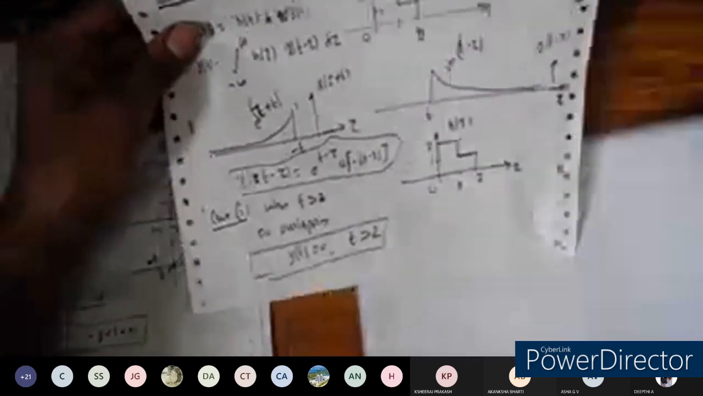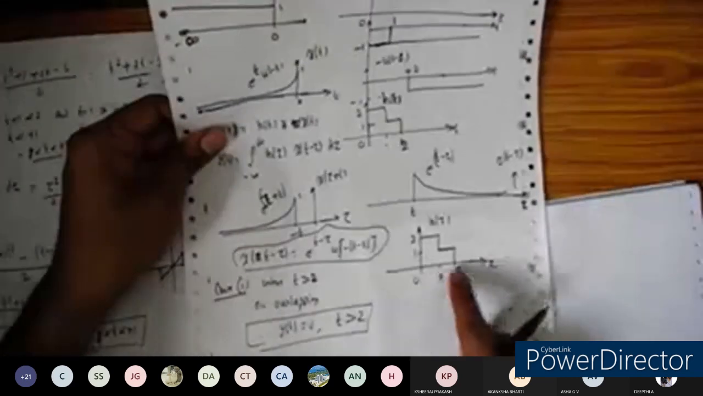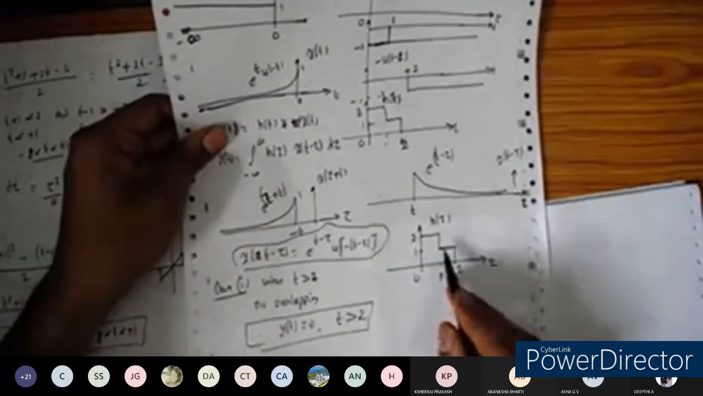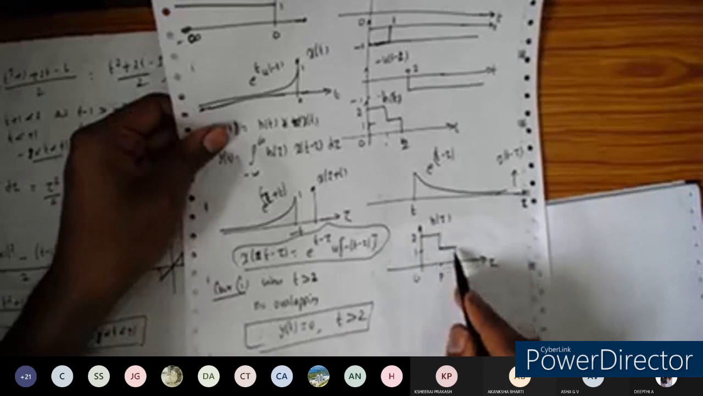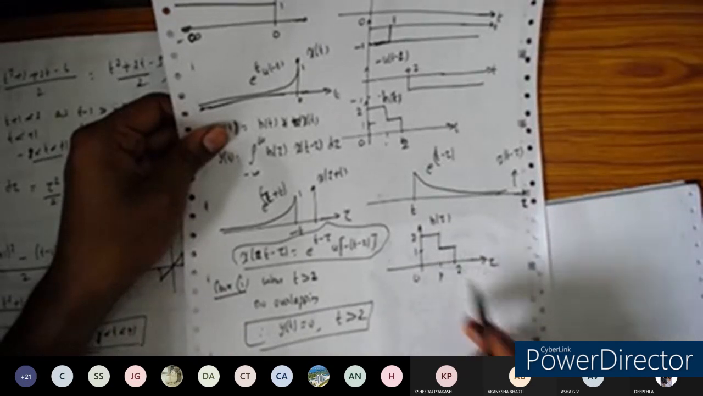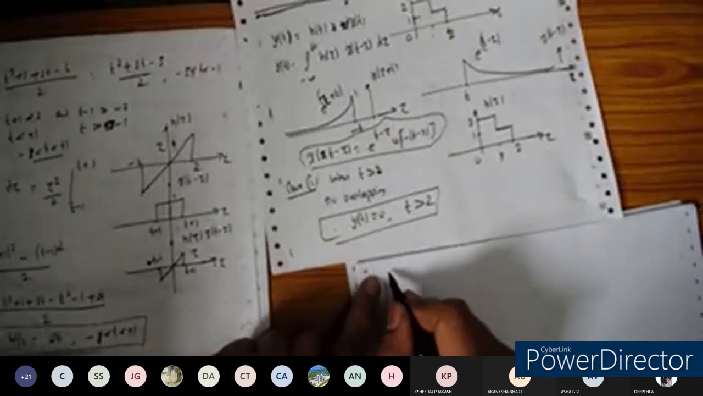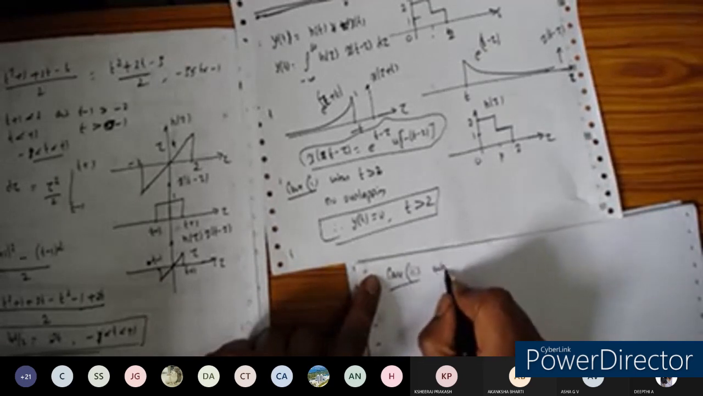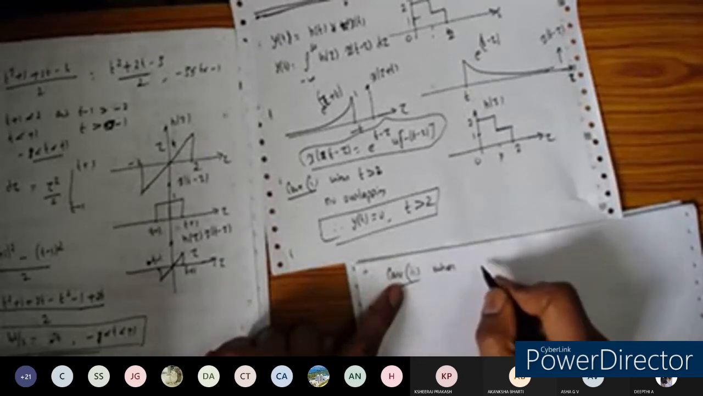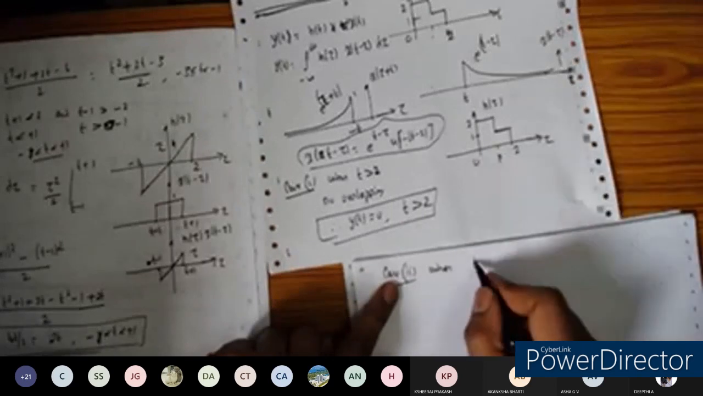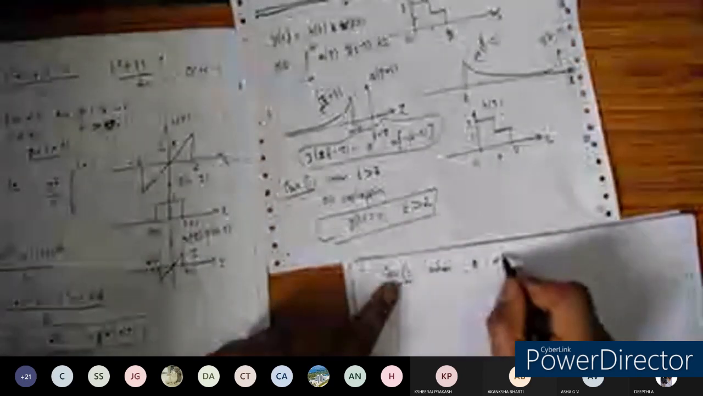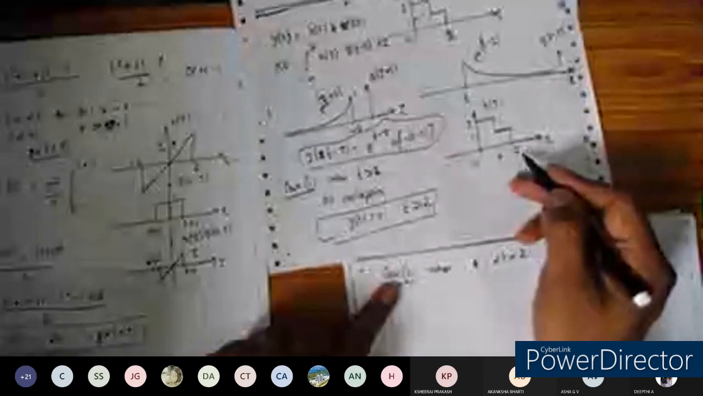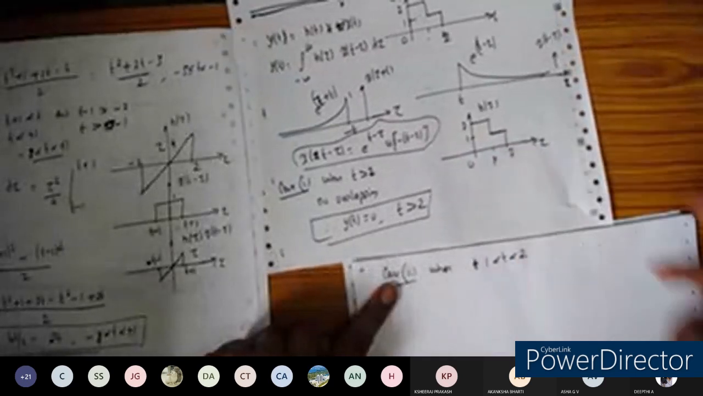Next, let us take the next condition: t between 1 and 2, because we have different voltage levels here. Case 2: when t is between 1 and 2, that is 1 is less than t is less than 2. The t can move anywhere between 1 and 2.